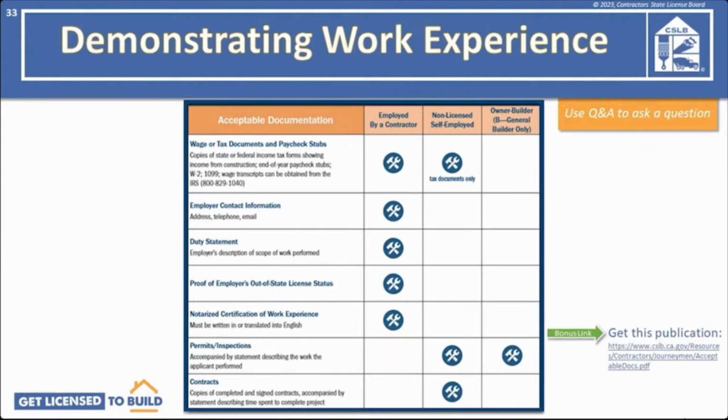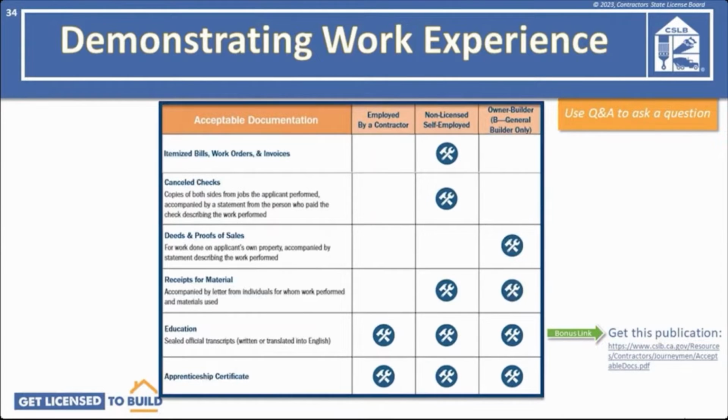On the lower right of the screen, you'll see a link to this publication on our website along with additional information on experience documentation. If you look at the chart, you can see the first column is for documents you can use if you were employed by a licensed contractor. The second column is for documenting your experience if you've been self-employed. The third column is for documentation you will need if you're applying for a Class B general building contractor license and need to use the owner-builder experience to meet the experience requirements. Here's the next page of acceptable documentation.